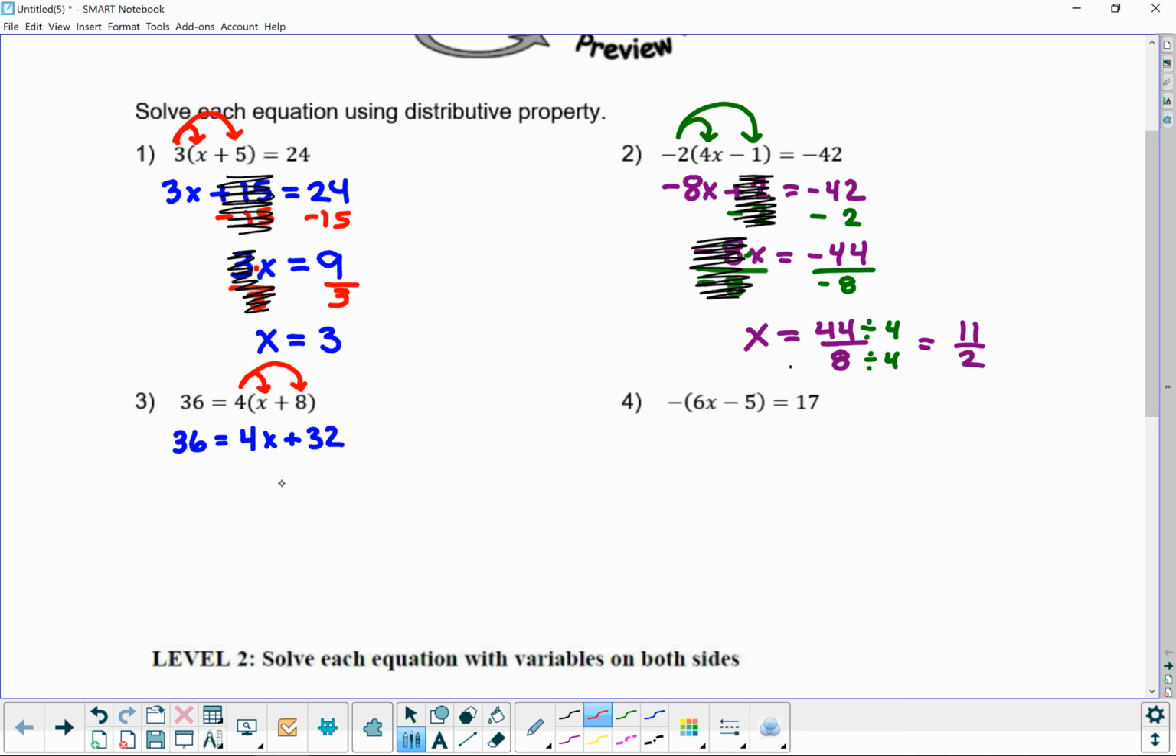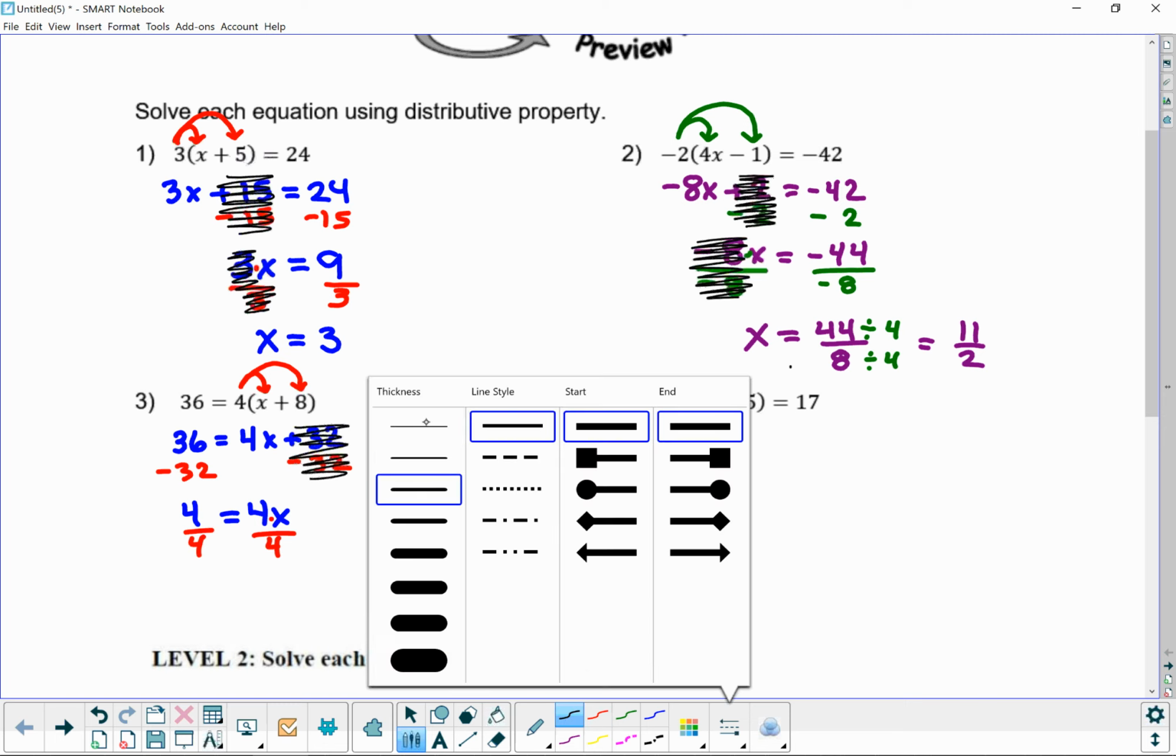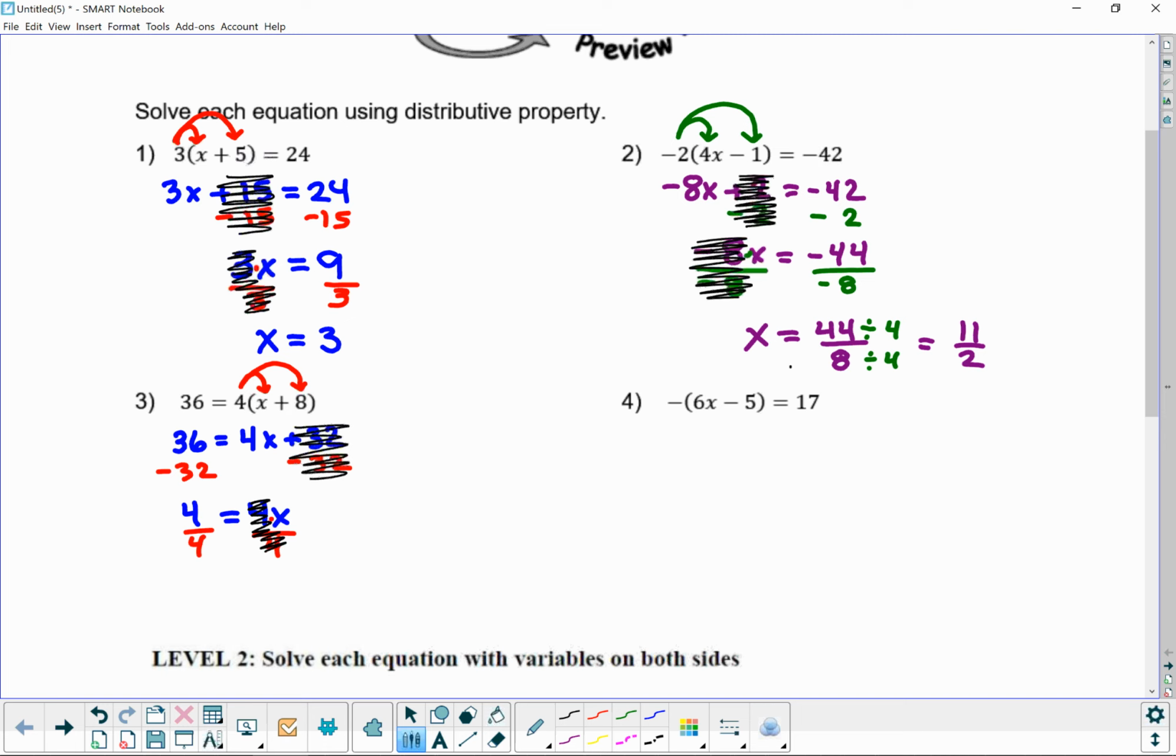You're going to have to do inverse operation of minus 32. Minus 32. And that's going to allow us to cancel out the 32's. And we're going to be left with 4x equals, and then that's 36 minus 32 is 4. I'm going to find the inverse of times 4, which you know is divided by 4. That's going to cancel the 4's and the 4's. Leaves you with the x. 4 divided by 4 is 1.